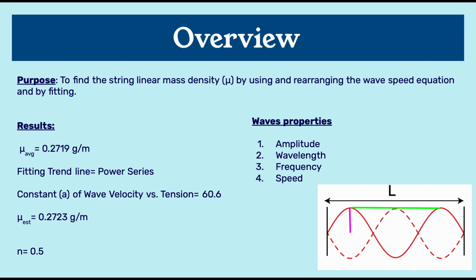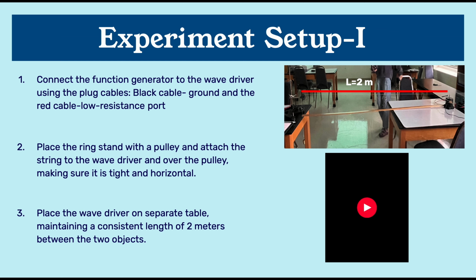Knowing this terminology, we can make our data collection a little bit easier. The first step for this experiment was to connect the function generator to the wave driver and set up a ring stand with a pulley. In the following video, you will see that the black cable was connected to the ground port and the red cable to the low resistance port. This means that the current through the wave driver was high since the resistance was low.